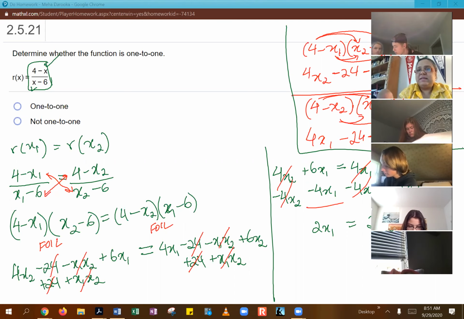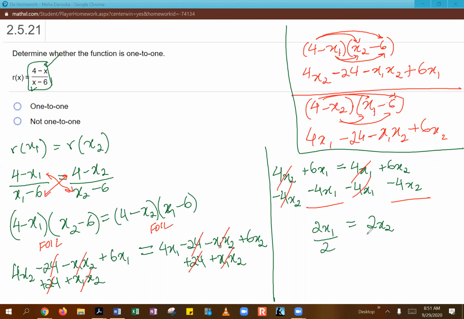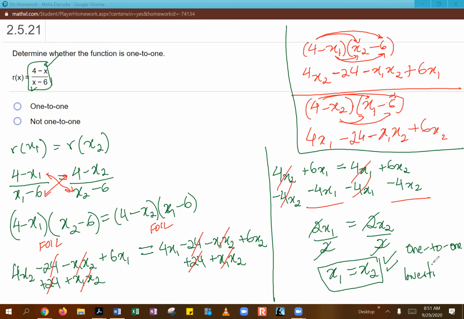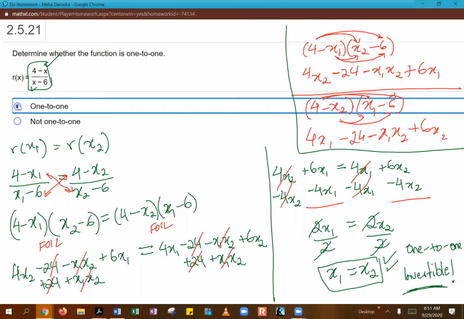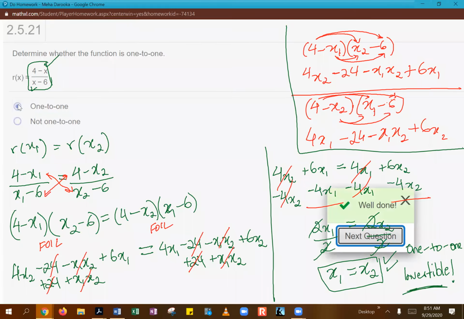Divide by 2. Yeah, just get rid of those 2's. So divide both sides by 2, and you can see we were hoping to show x1 is equal to x2, and that's exactly what we have over here. x1 equals x2. So when we can show this, we can basically say our function is 1-to-1, which also means we can find the inverse for this function. So our function is invertible. That's basically the goal behind this process of trying to show algebraically if our function is 1-to-1 or not. And so of course you select the first option and we should be good to go.